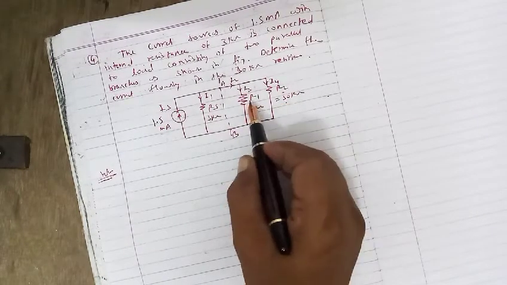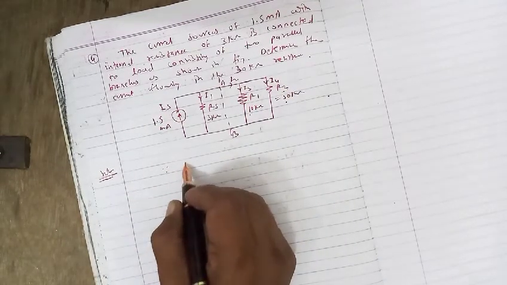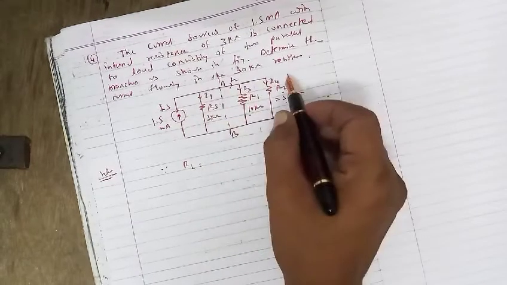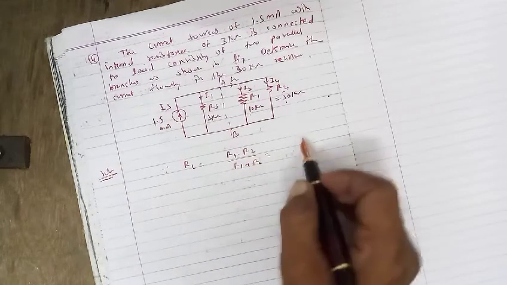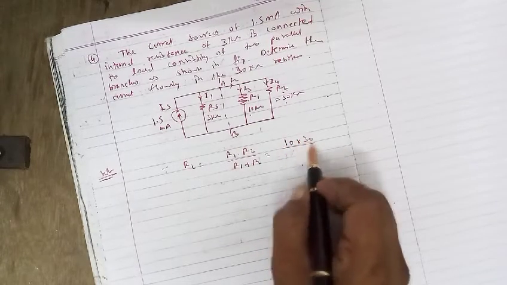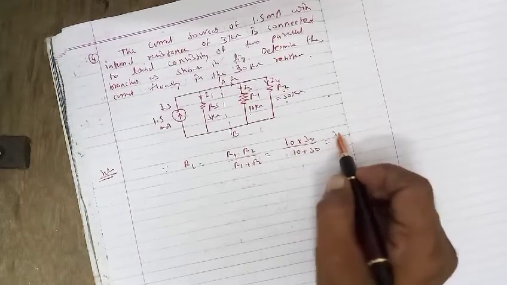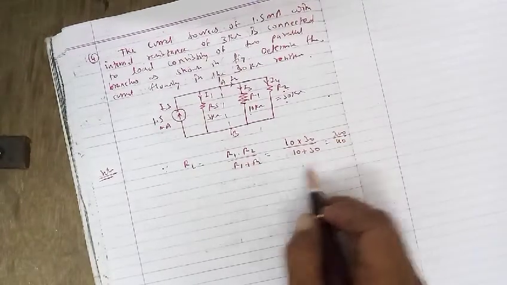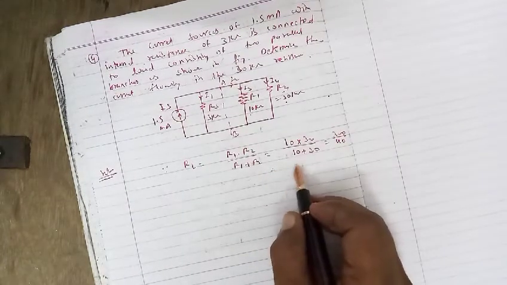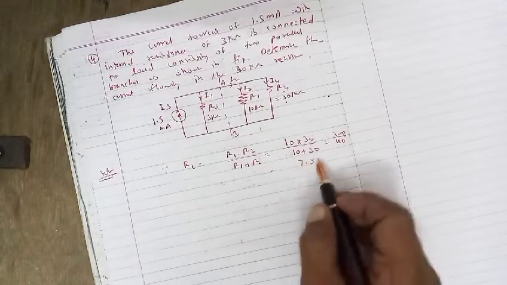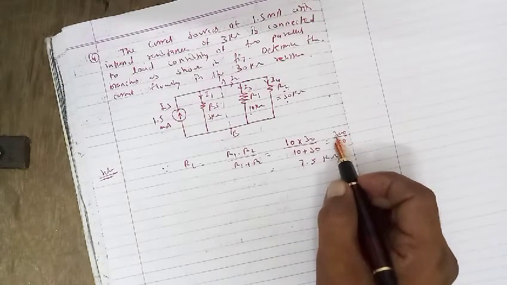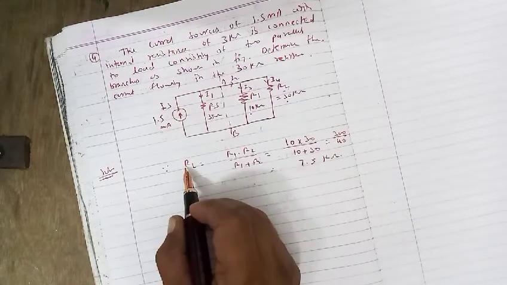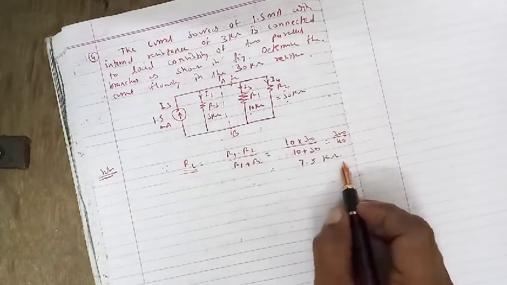Now R1 and R2 are in parallel, so instead of using this particular one, we will be using the RL value. So R1 into R2 divided by R1 plus R2. What is the value? That is 10 into 30 divided by 10 plus 30. So 300 divided by 40 is equal to 7.5 kilo ohms. Okay, this and this will get cancelled, and since 300 by 40 means 30 divided by 4, you will be getting 7.5 kilo ohms. As the value is in kilo ohms, we have drawn the one resistance, that is load RL, it is 7.5 kilo ohms.